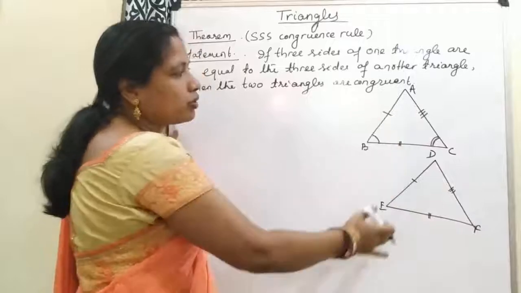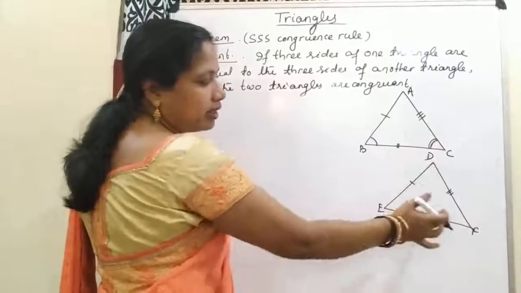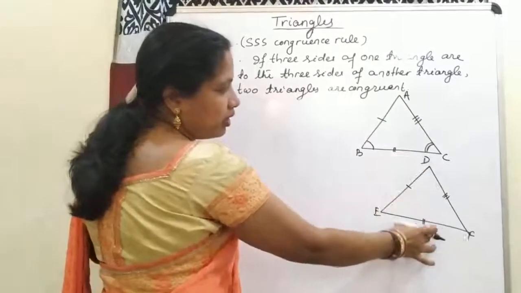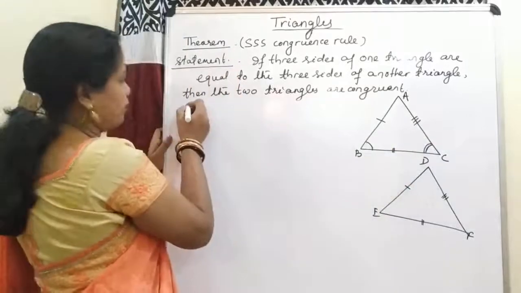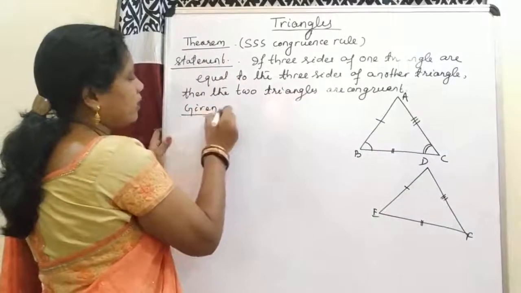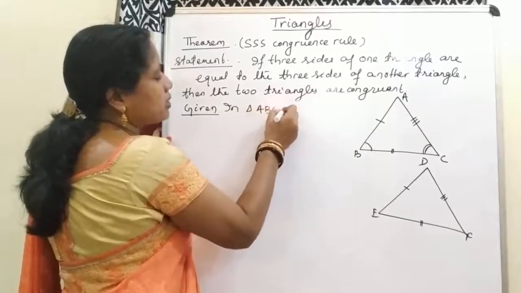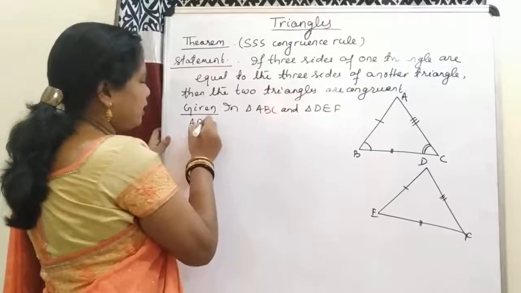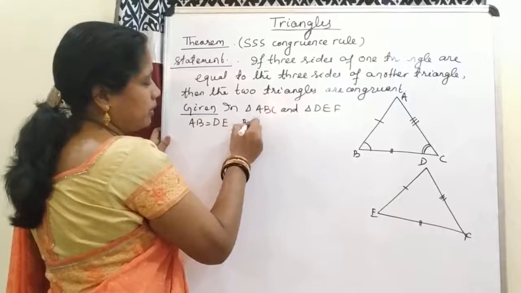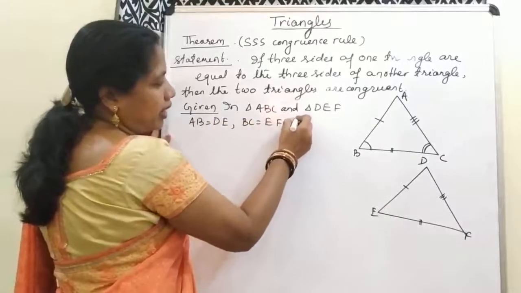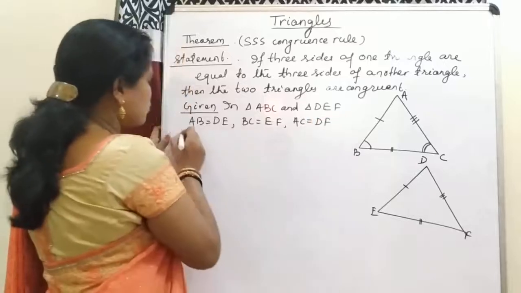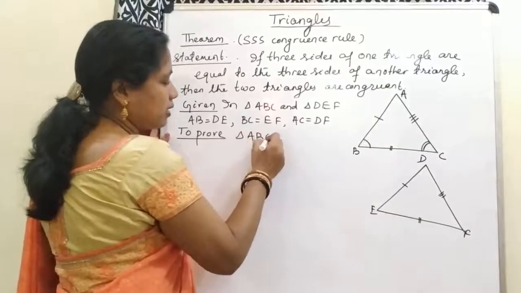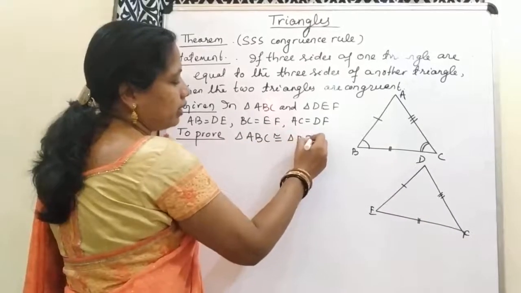So here I have taken two triangles, triangle ABC and triangle DEF. Here it is given that AB is equal to DE, BC is equal to EF and AC is equal to DF. So given in triangle ABC and triangle DEF, AB is equal to DE, BC is equal to EF and AC is equal to DF. So we have to prove triangle ABC is congruent to triangle DEF.